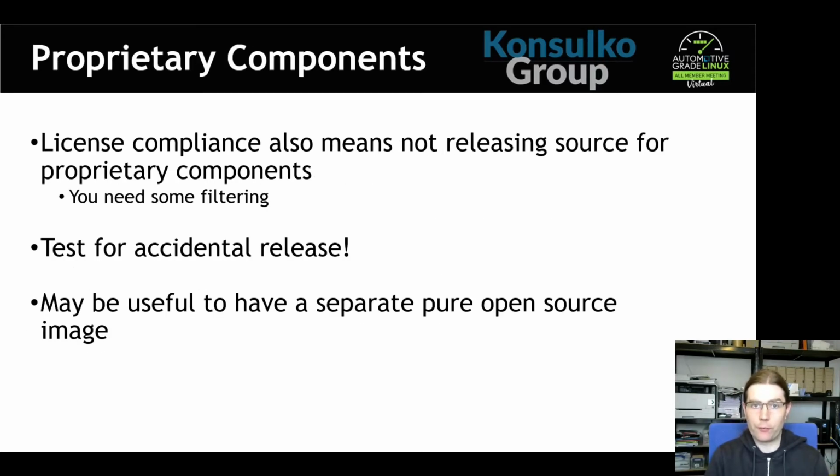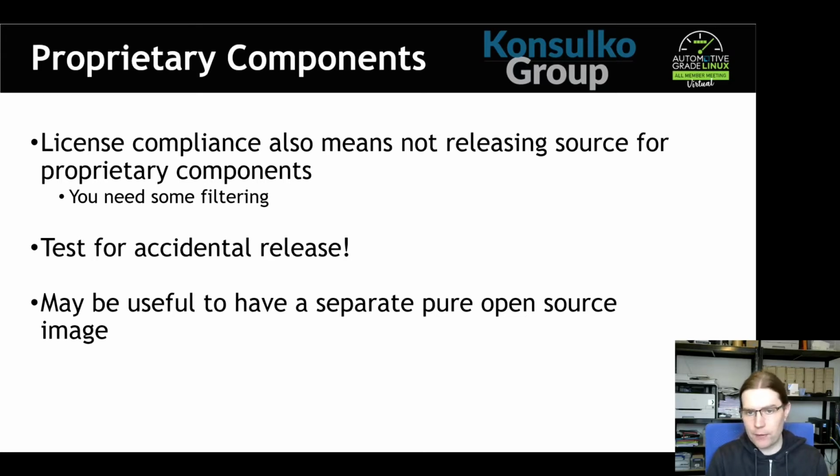Many Automotive Linux projects include a mix of both proprietary and open source software components. And when we talk about license compliance, that doesn't just mean ensuring that we distribute the appropriate licenses or source code for the open source components. It also means ensuring that we're not accidentally releasing sources for any proprietary components. So you need to make sure you do some filtering. And when we talk about testing the releases, you should also test to make sure that you aren't accidentally releasing the source code for these proprietary components.